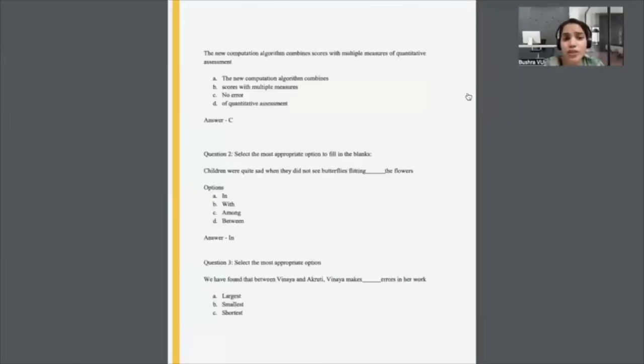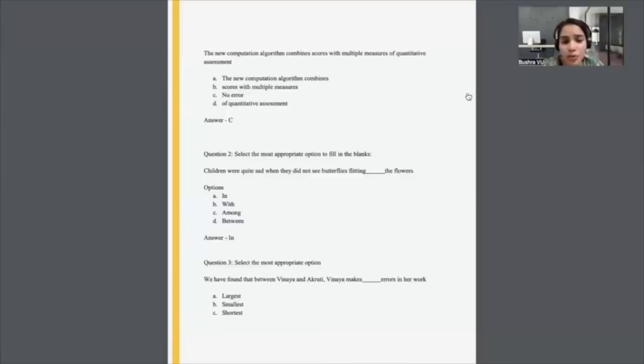The new computation algorithm combines scores with multiple measures of quantitative assessment. So if you look at this question in specific, there is no error as such. That's why we are going to go for C. There is no error with the grammar or no error with the prepositions that have been used. So that's why we go with C. Let us look at the second question.